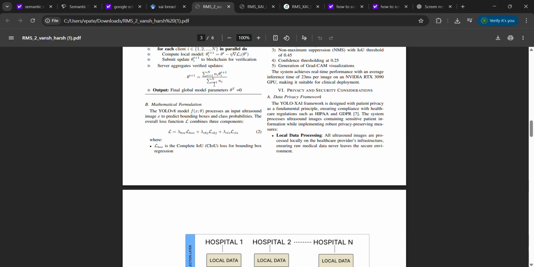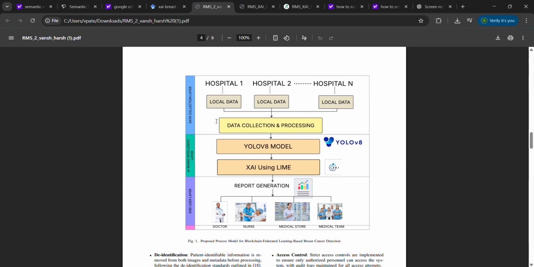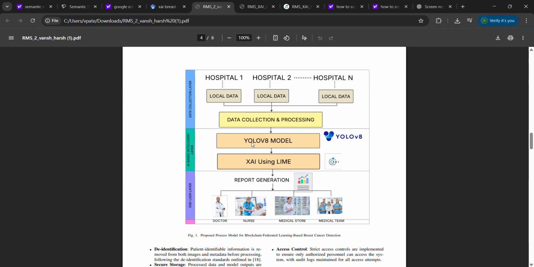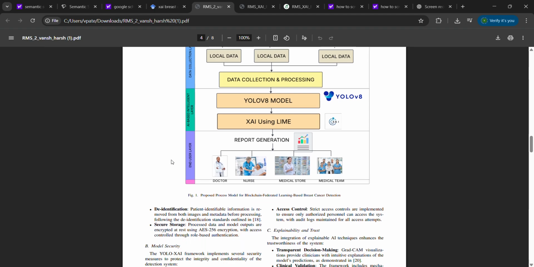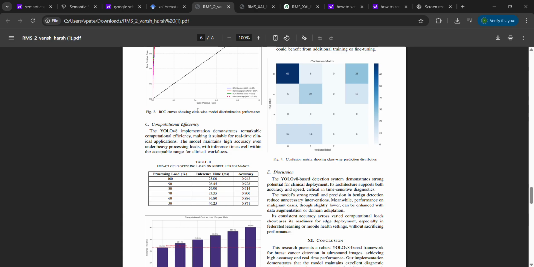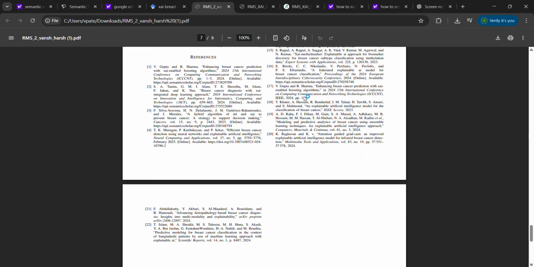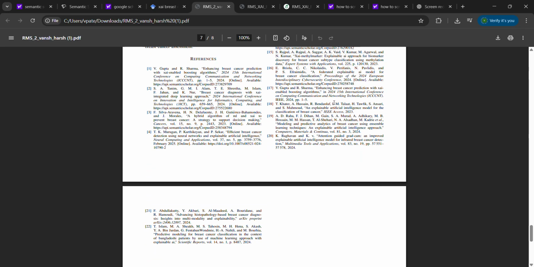Here you can see the algorithms and how they were written in mathematical equations. And here is a figure of the process model of the research paper. And at last you can see the results and conclusion, all the graphs, ROC curve, confusion matrix, and at last the references. Okay, so now let's move on to the review paper.